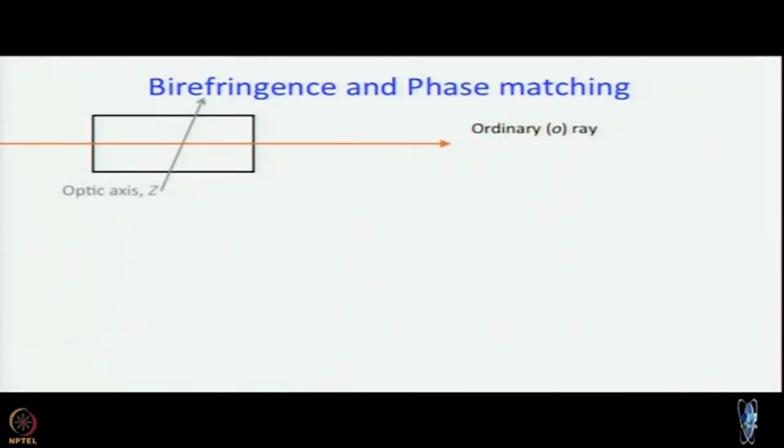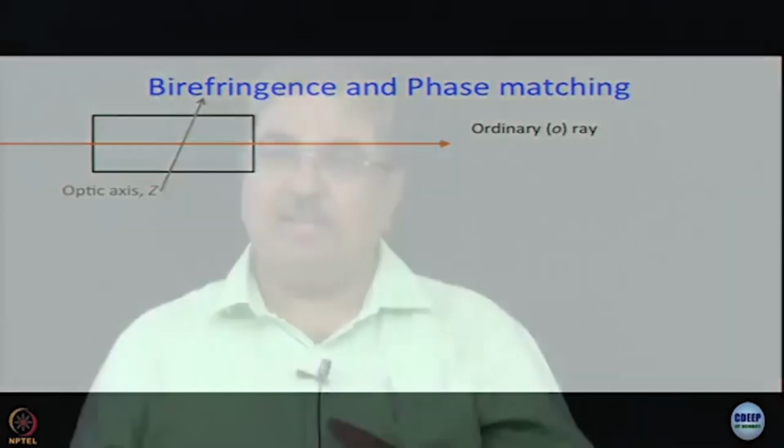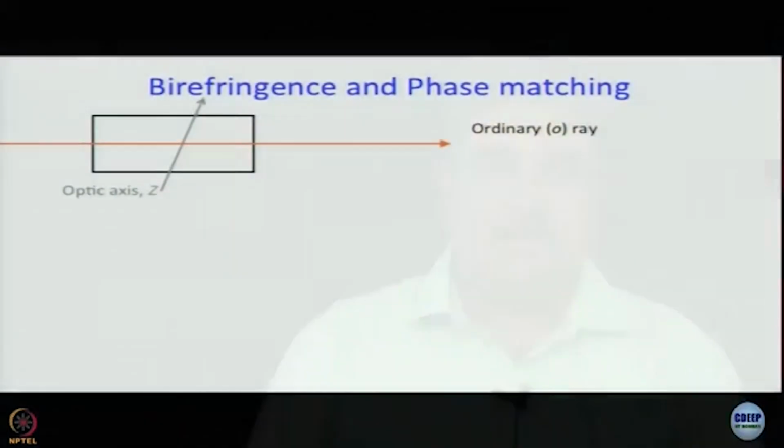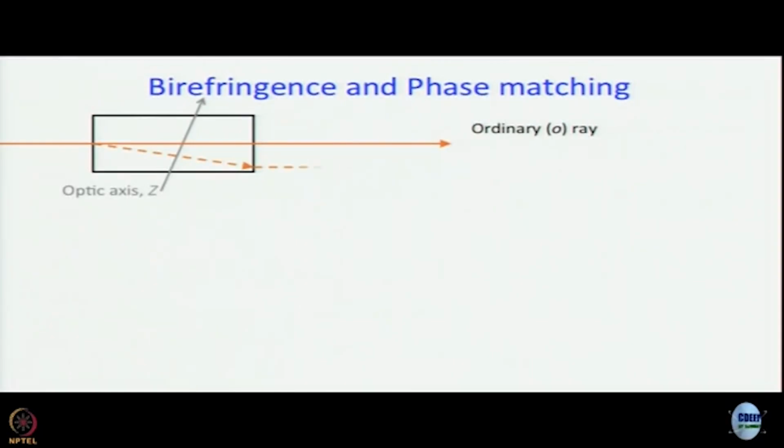O ray means ordinary ray. An ordinary ray is the component of the incident light that continues in the same direction. Okay, if there is an angle, of course, it will be refracted, that is a different issue. E ray is the part of the light that goes in a different direction. This is called extraordinary ray. Why ordinary, why extraordinary, we will see in a moment.